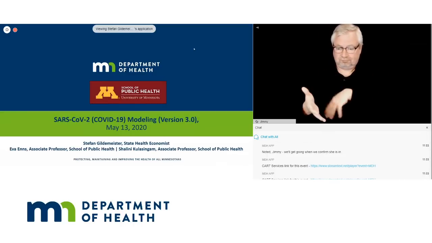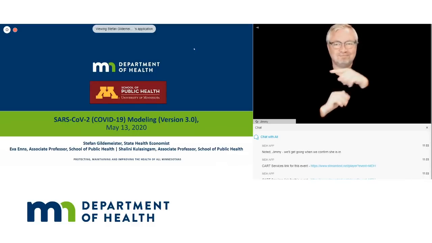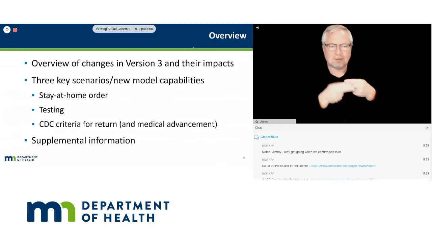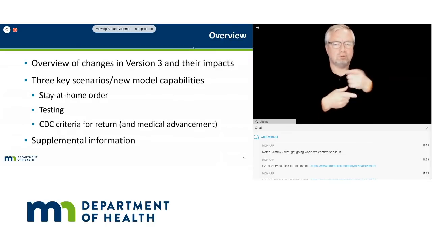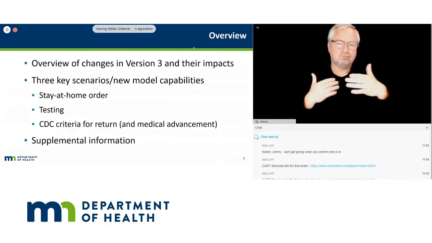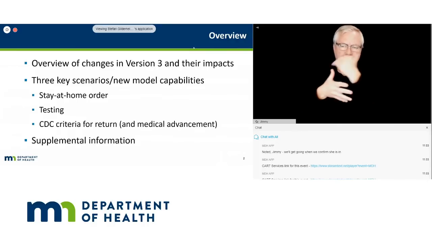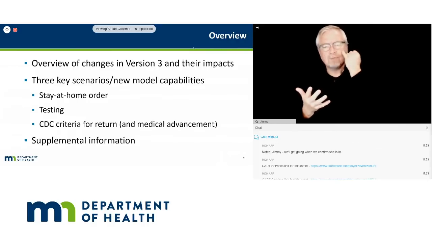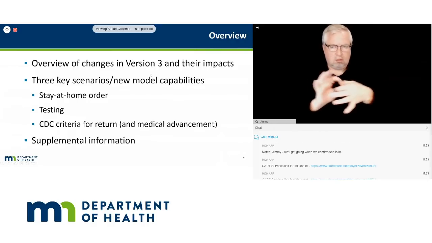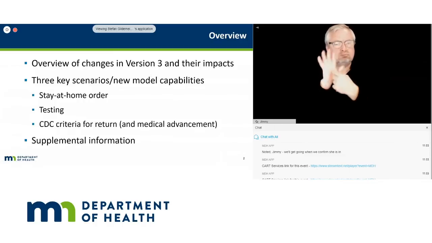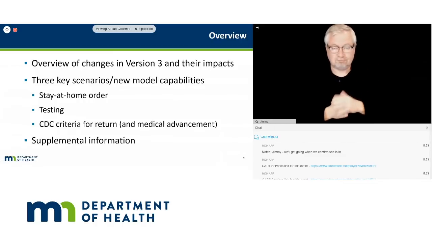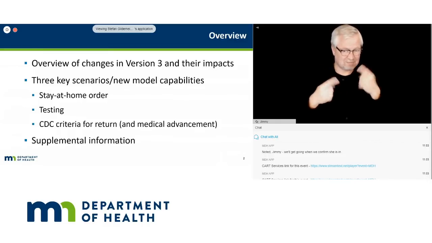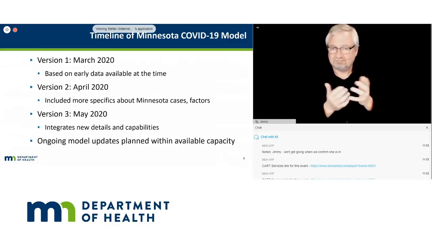So what we are going to do is walk through a number of slides, giving you a sense of the changes in version 3, their impacts on estimates, and we'll step through a number of scenarios that we modeled, and then point you to some supplemental information that's available. I should say I had some technology issues earlier, so if that happens again, we'll have to switch out and ask Sarah to continue to present.